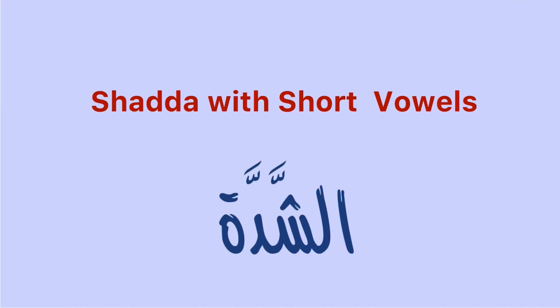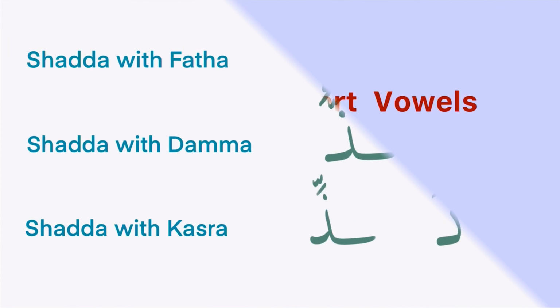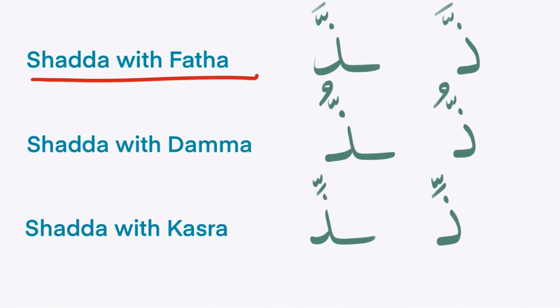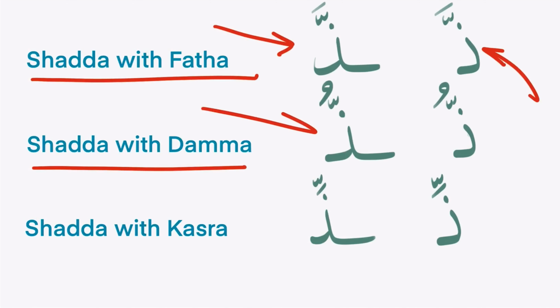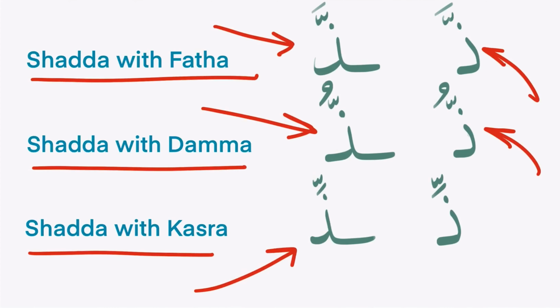Pause the video, challenge yourself, try to figure out how this should look like when you have the dhal letter and any of the shadda formations with one of the short vowels list. Shadda with fatha, the. Shadda with dhamma, ذو. Shadda with kasra, ذي.